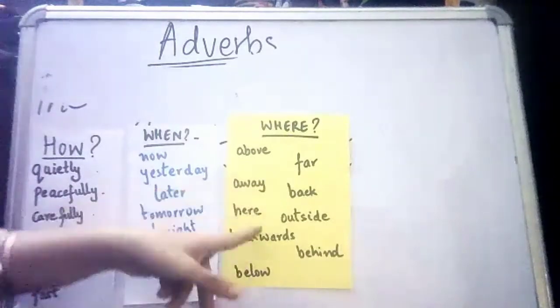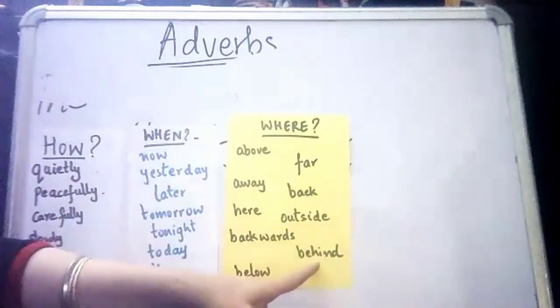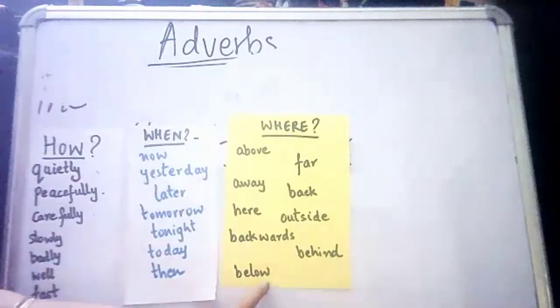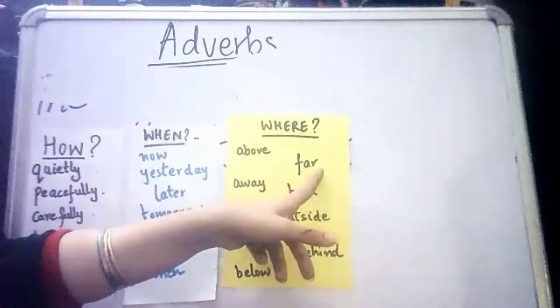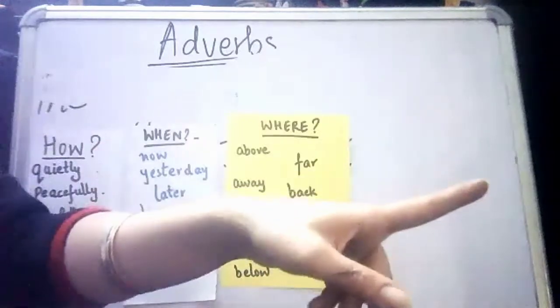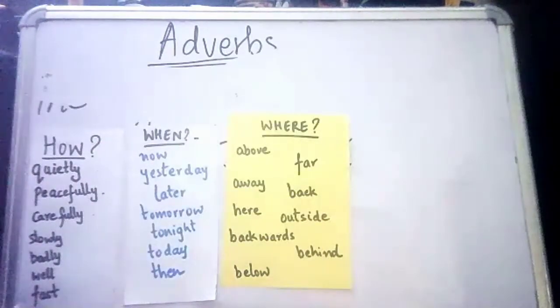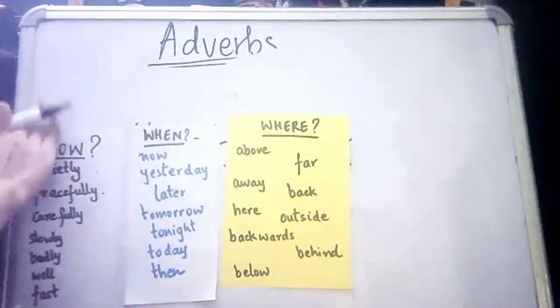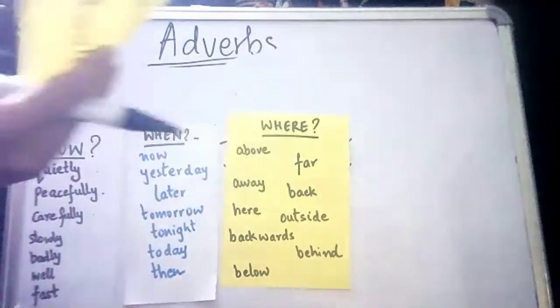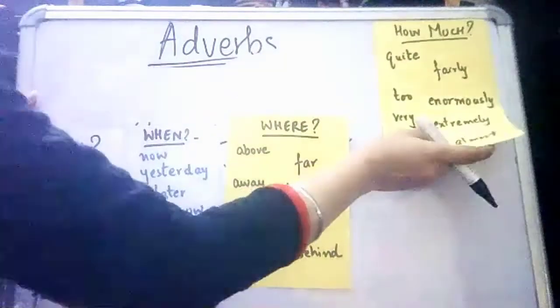He lives far from my place. He's standing outside. So I'm modifying his action, standing, using outside. Backwards, behind, below. So these are different adverbs which fall under the category of where.